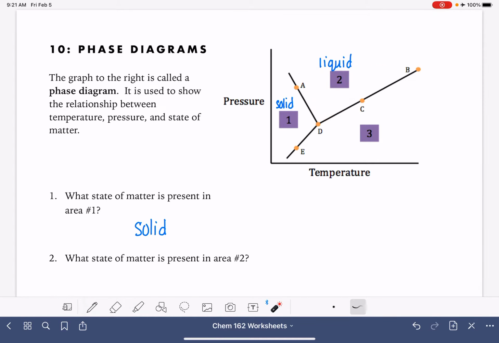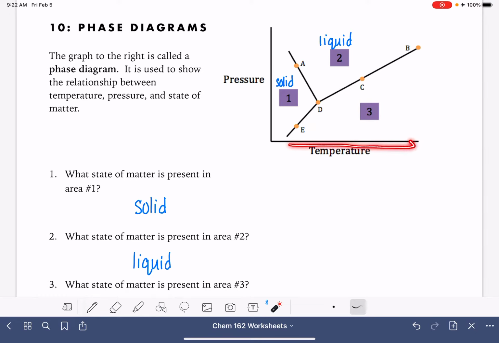And then this last area right here, number 3, corresponds to a pretty broad range of temperatures and also a pretty broad range of pressures as well. But one thing that really stands out is that when we're at low temperatures and low pressures, what state of matter would exist here? So this is where we have our gases.